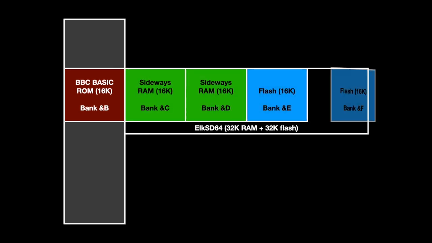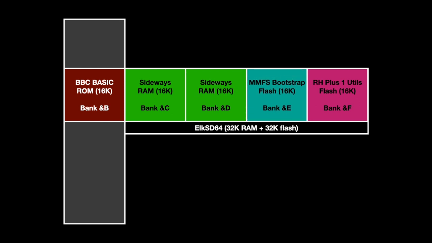Okay, so looking at the ElkSD64, it contains 64K of memory and provides four banks, numbered C to F in hex, 12 to 15 in decimal. The basic ROM is built into the Electron as bank B, 11 decimal. C and D are RAM and E and F are flash memory, which is treated as ROM by the Acorn MOS, as there was no such thing when it was made. The flash can only be overwritten with a special aftermarket utility. Bank F contains the plus one utilities ROM, which we'll talk about later.